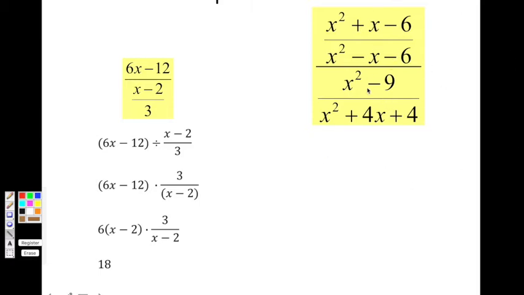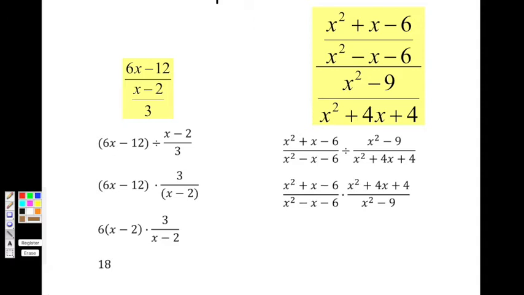Okay, let's try this over here. So this looks very confusing, but it's the same thing as x squared plus x minus 6 over x squared minus x minus 6 divided by x squared minus 9 and x squared plus 4x plus 4. So we're going to keep, change, flip. So I keep the first term, change the sign, and flip the second term.